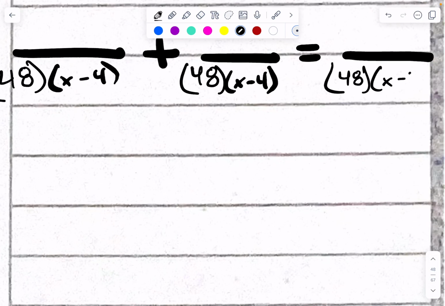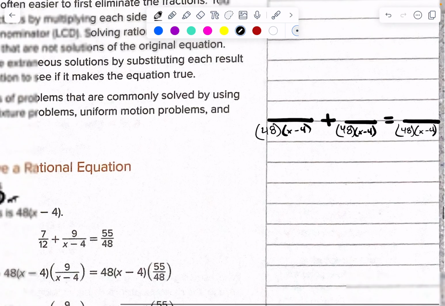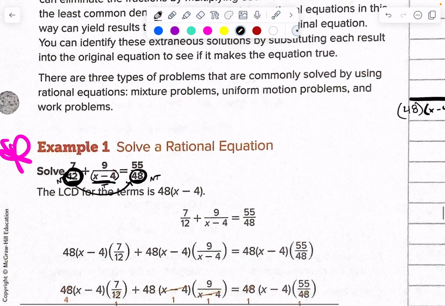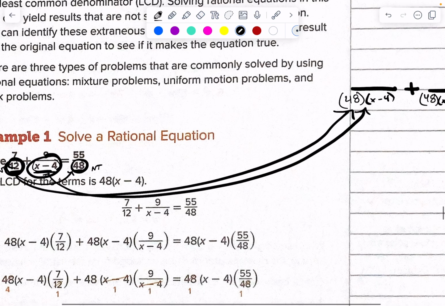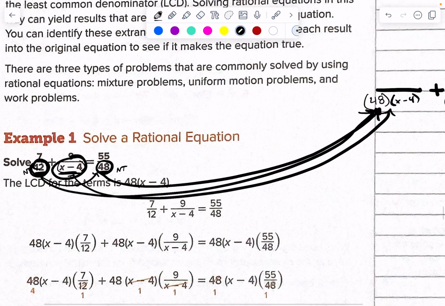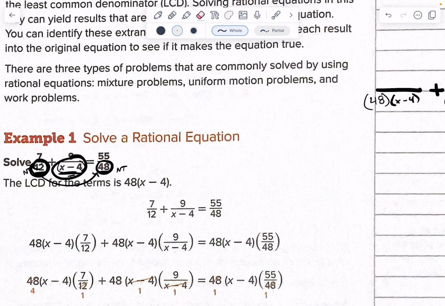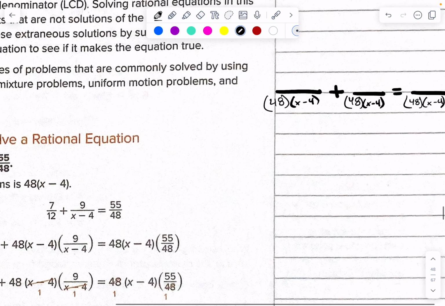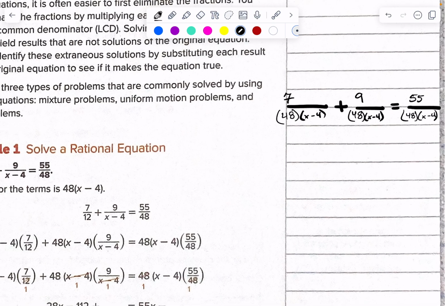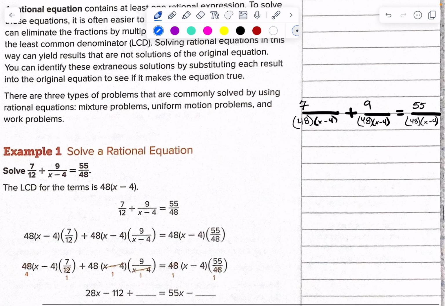When I look at each of these pieces individually, I can say, does 12 fit into there? Yeah, it goes into the 48. Does x minus 4 fit into there? Yeah, it does because I have x minus 4. Does 48 fit into there? Yep, you bet. So I know that my denominator is correct, and now I just go back through and start multiplying by what they don't have. So I've got 7, 9, and 55, and then I need to compare and multiply by what they're missing.